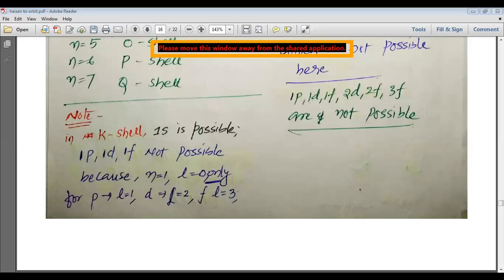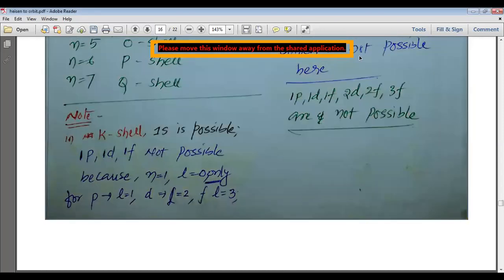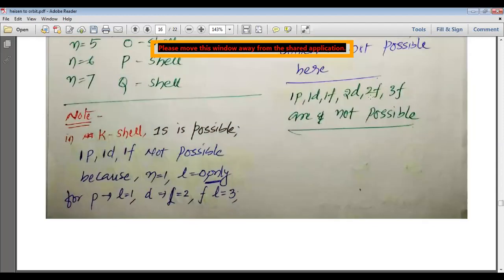Same way when you go for 1d, actually you need l equal to 2, but here the value for l is only 0, and that is why 1d is not possible. When you go for 1f, you need l equal to 3, but here the value for l is only 0, and as the value for l is only 0, you cannot have 1f.